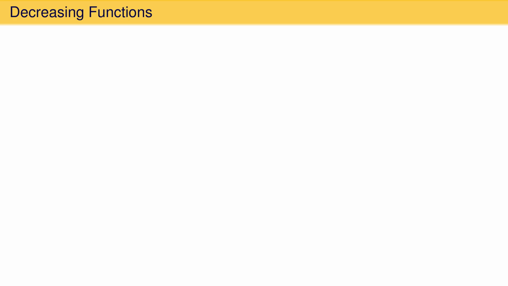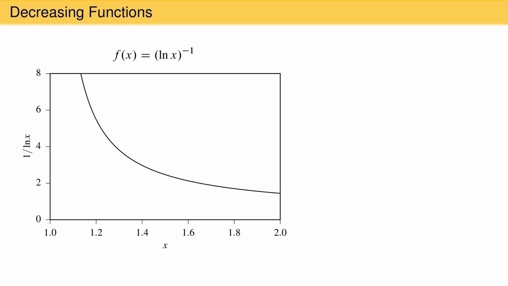The behavior of a function on an interval or at a point can sometimes be inferred from its derivatives. This is helpful in finding minima and maxima for known functions and for understanding an unknown function when only its derivatives are available. To start thinking about this, let's consider the function 1 over the natural log of x and its plot from x equal 1 to x equal 2.